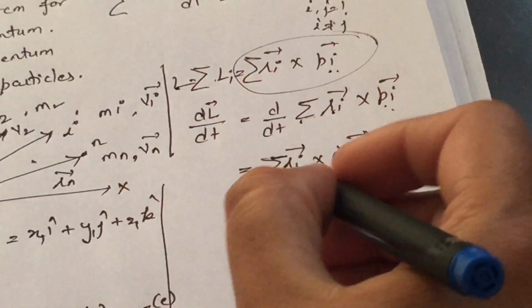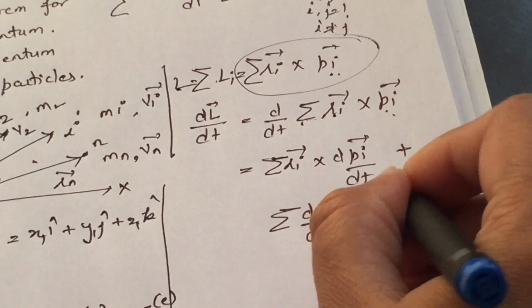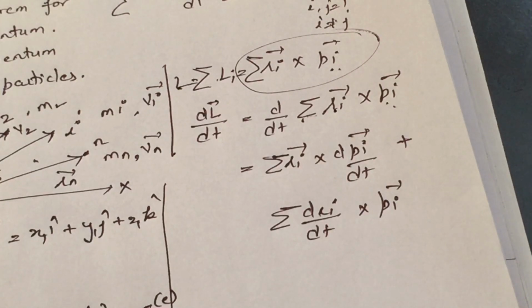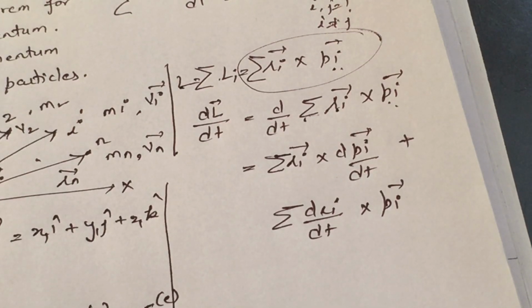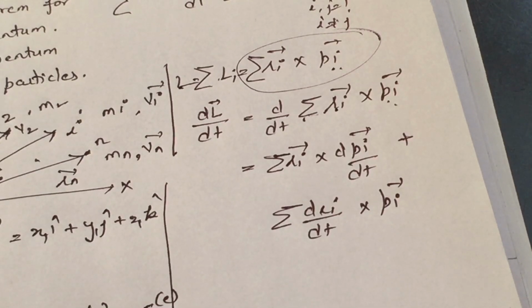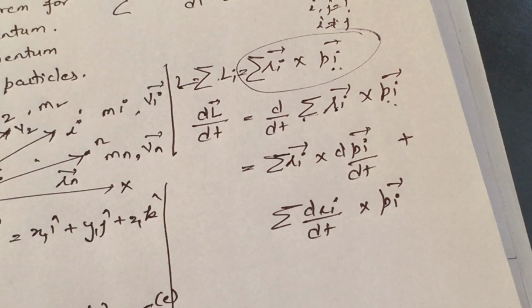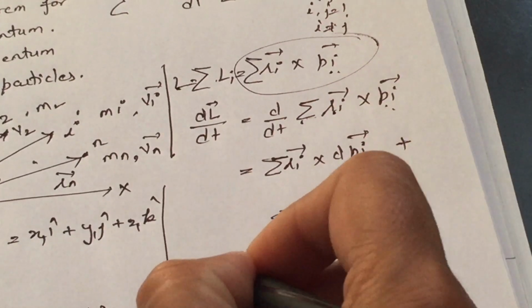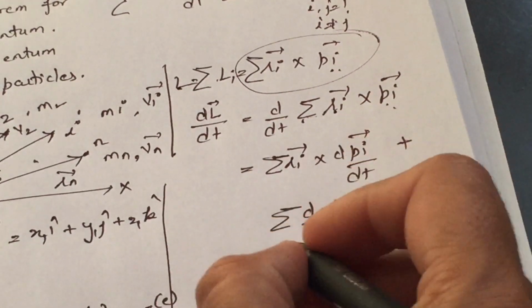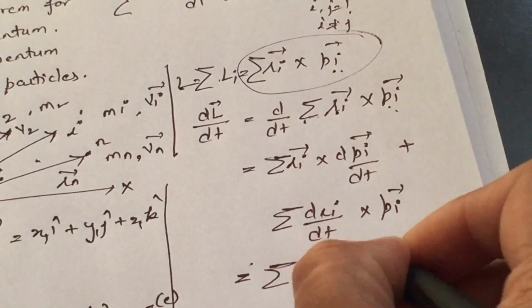And now we differentiate ri with respect to time and take pi as a constant, according to the rule: if there are two vectors in a product and we have to differentiate them, we take the first vector as constant, differentiate the other, and add another term in which we differentiate the first factor and take the other factor as constant. Now, expanding this relation, what will we have? ri cross dpi upon dt.